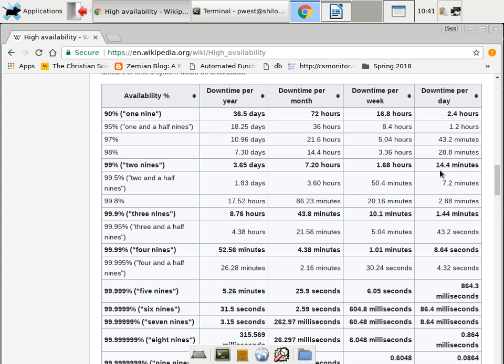So it has to be 99... Well, how many? So 3 nines is 1.4, 4 nines 8.6, 5 nines 864 milliseconds. Well, hold on. How do you figure this out?